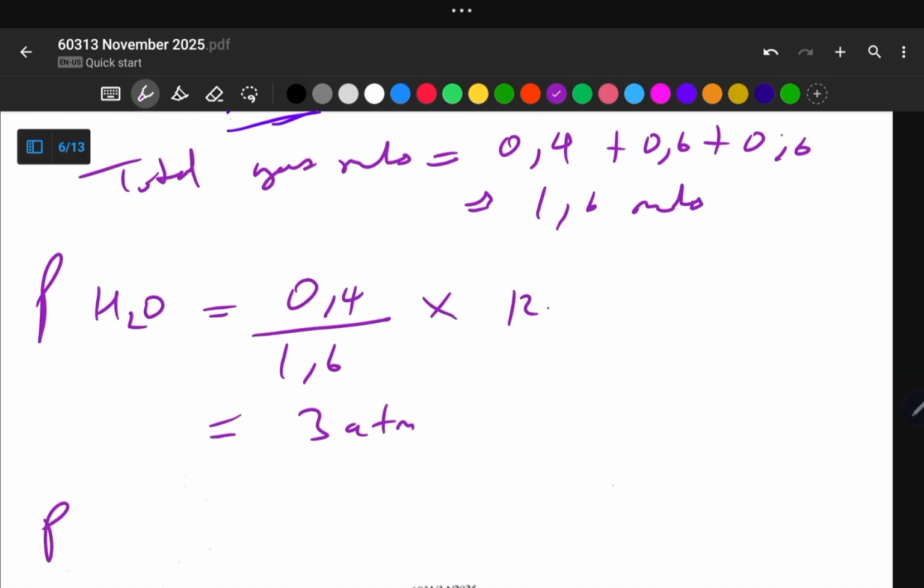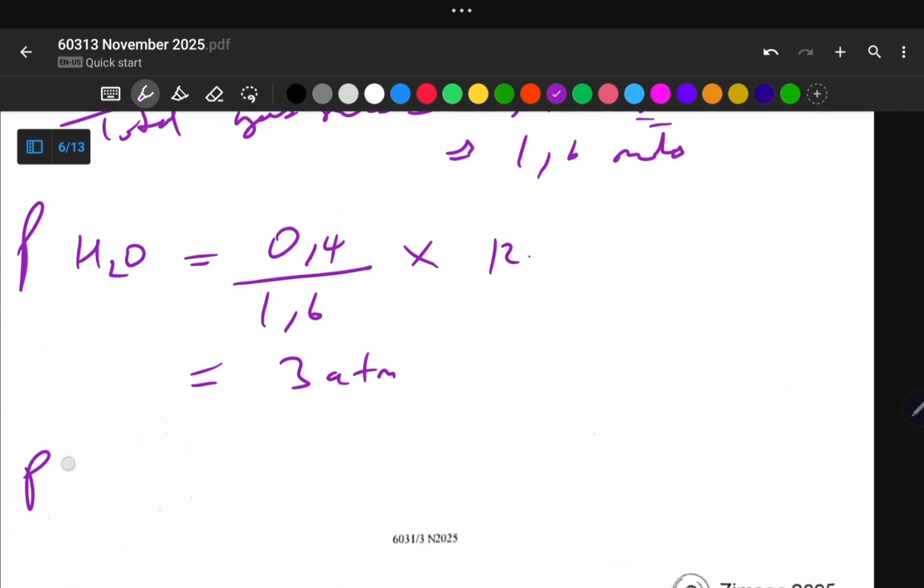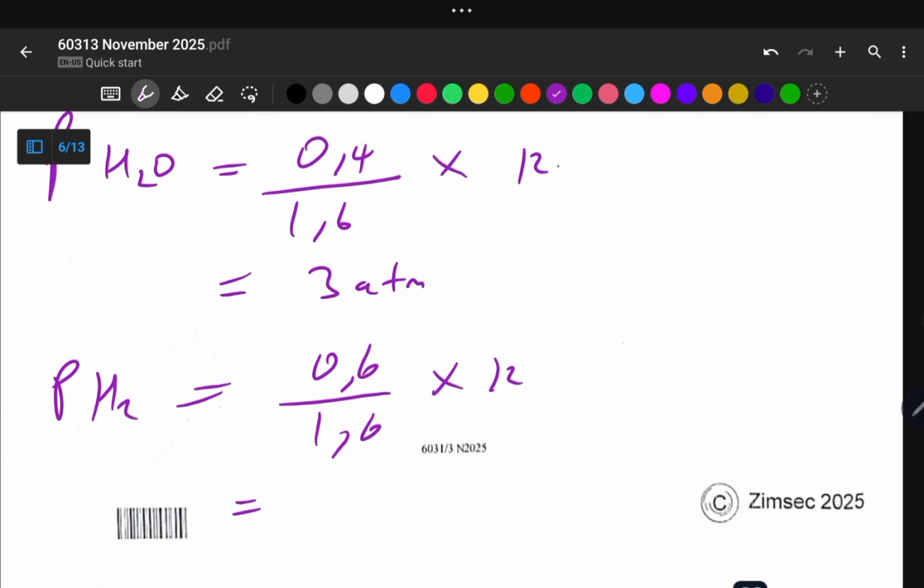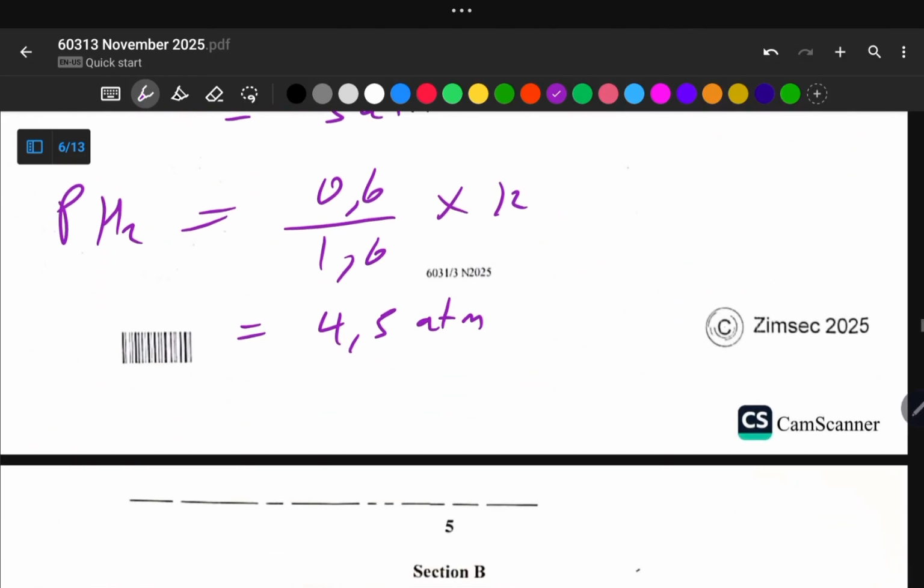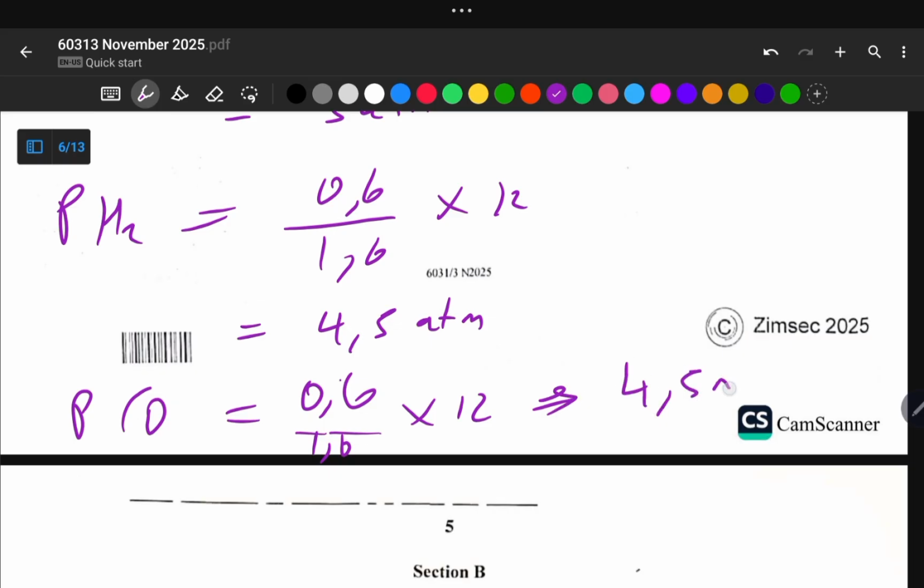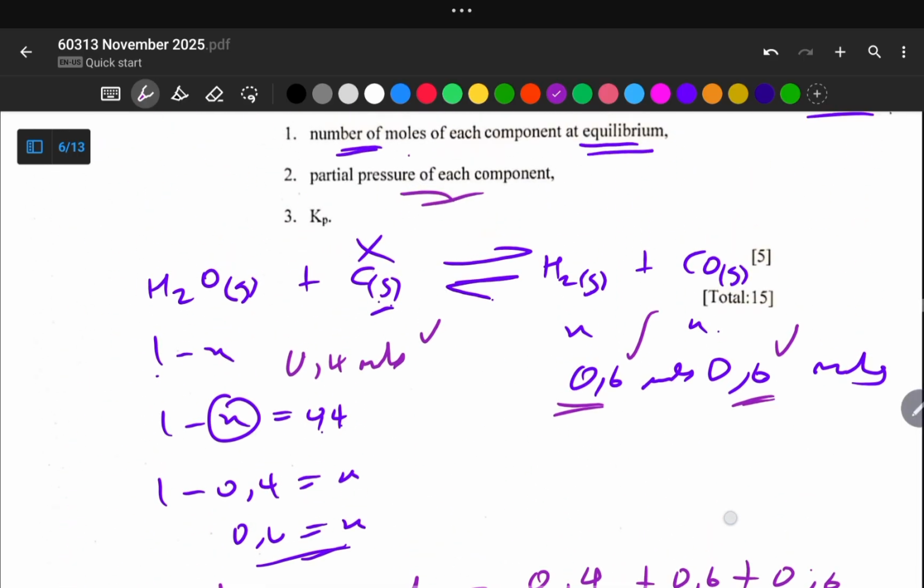And then we do the same for the partial pressure of hydrogen. So hydrogen 0.6, right? So the partial pressure of hydrogen, we're simply going to have 0.6 over 1.6 multiplied by 12, and then we go straight to our calculator, right? So here is 0.6, and then we are going to have 4.5. So it's 4.5 atm, and then we do the same for carbon monoxide, right? So for carbon monoxide, we are simply going to have 0.6 again over 1.6 by 12, and then we are going to have 4.5 atm, right? So these are the partial pressures of each of these gases at equilibrium, right?